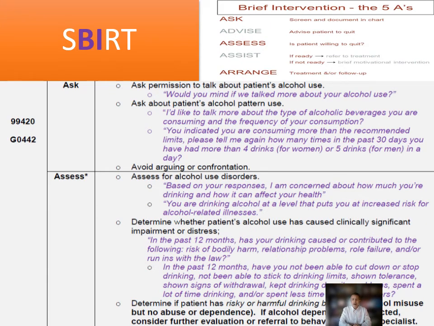So this breaks down what codes can be used in what areas of SBIRT. So if you apply this to the 5 A's, ask, advise, assess, assist, and arrange, they can be broken down this way during your brief intervention. So when you're starting this, you can ask and assess, that 99420 and the Medicare G0442 codes can be used for this portion of that verbal interaction.